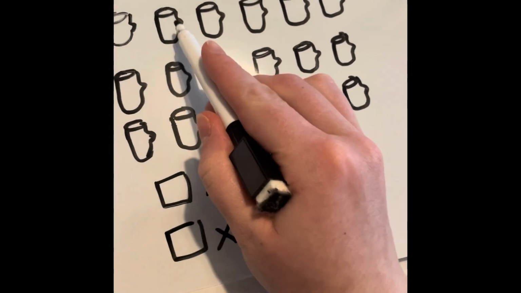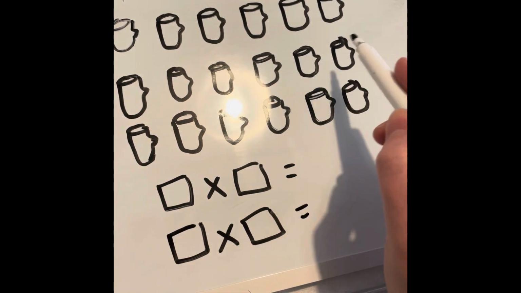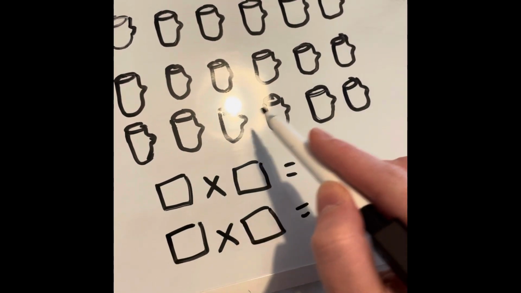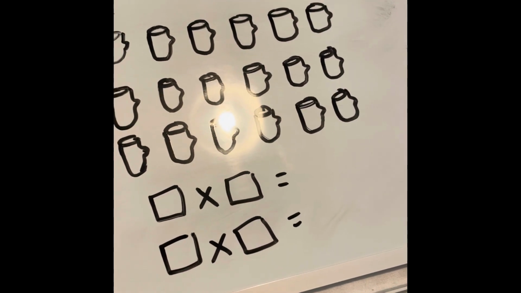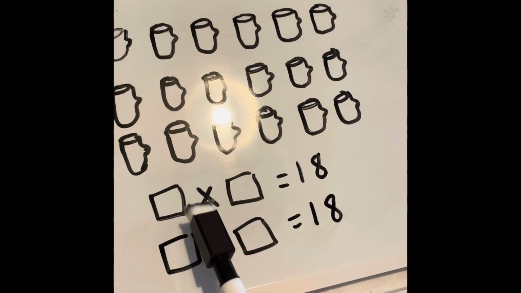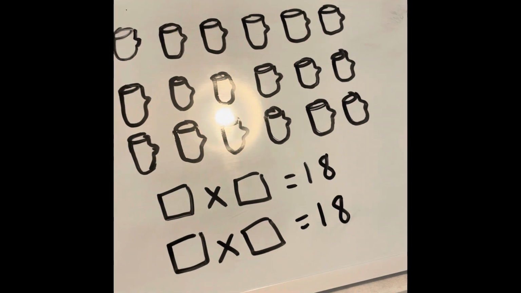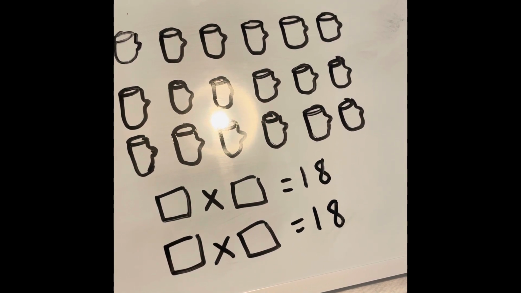So there are 1, 2, 3, 4, 5, 6, 7, 8, 9, 10, 11, 12, 13, 14, 15, 16, 17, 18 mugs all together. So we know what the answers are already for both of them. So both the answers are going to be 18. But how are the questions going to be different? What we do here is we split the mugs up into equal groups.